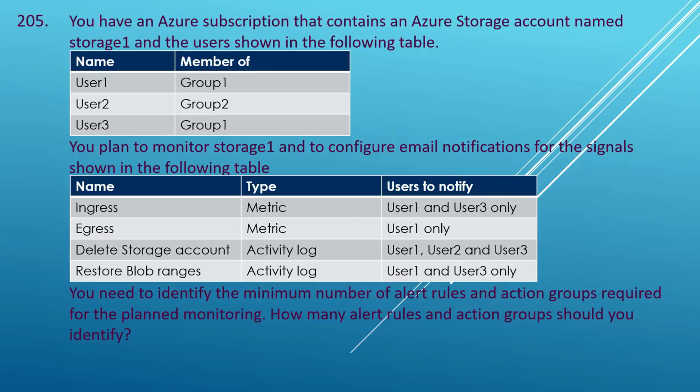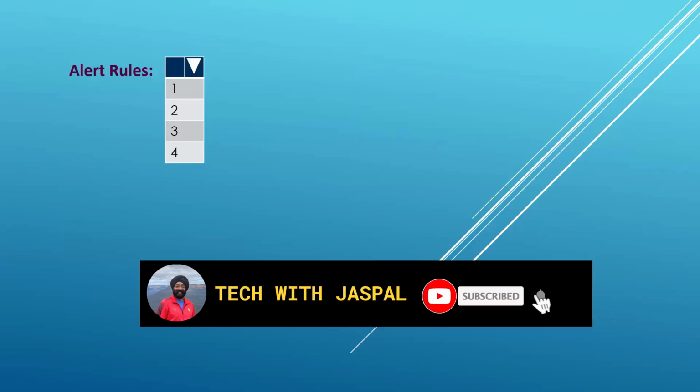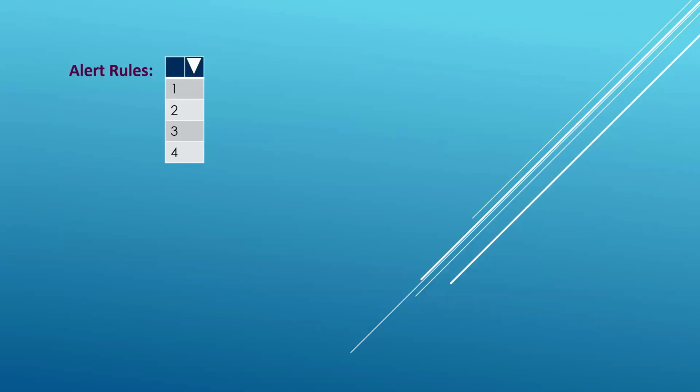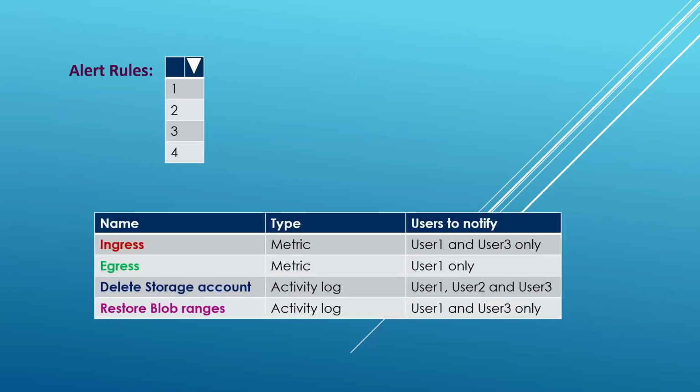You need to identify the minimum number of alert rules and action groups required for the planned monitoring. How many alert rules and action groups should you identify? And the first part of the question is alert rules, and your options are 1, 2, 3, and 4. Friends, you can define only one activity log signal per alert rule. And in our case, we have 4 signals, which are ingress, egress, delete storage account, and restore blob ranges. So you will create 4 alert rules. I hope you now understand why 4 has been chosen as the correct answer here.